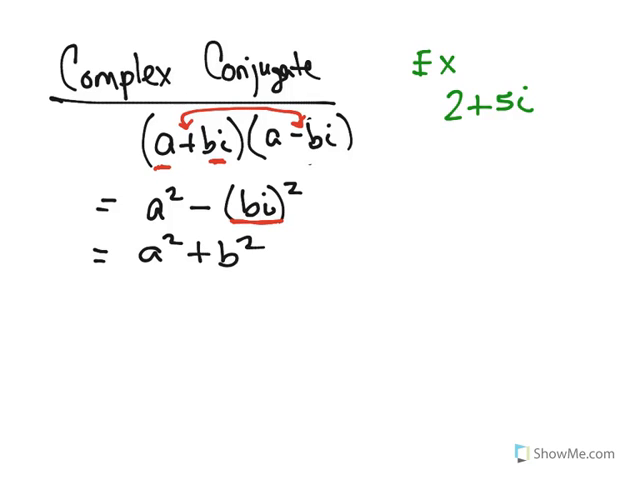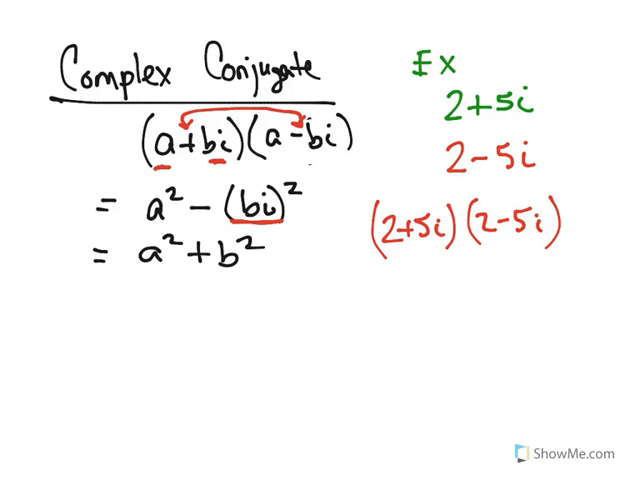So over here on the example, we have 2 plus 5i. My conjugate would be 2 minus 5i. Now when I multiply 2 plus 5i and 2 minus 5i together, I will end up with 2 squared plus 5 squared, which gives us 4 plus 25, and 4 plus 25 is 29.